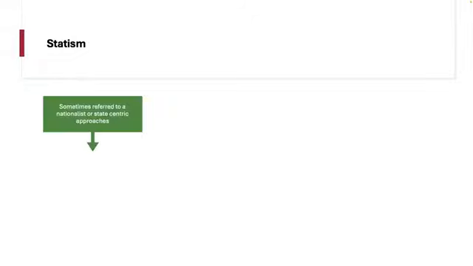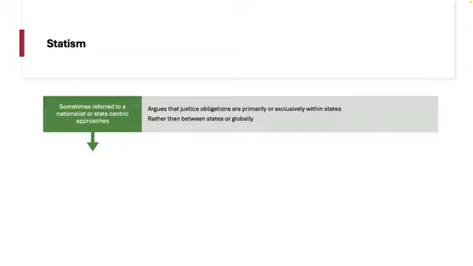The contrast, then, is the statist approach, or sometimes known as the state-centric approach, or maybe in some other regards the nationalist approach, if you want to be a bit more theoretical about it. The statist or state-centric approach argues that justice obligations are primarily, in the weaker view, or exclusively, in the stronger view, within states, among citizens, rather than between states or globally. Okay, among citizens within the nation state itself.